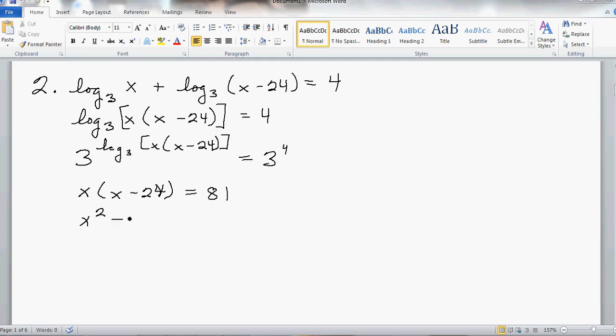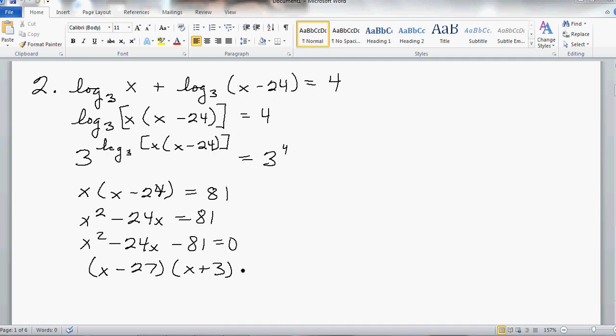x squared minus 24x equals 81. Subtract 81 from both sides so that we can do some factoring. I believe this can factor into x minus 27 and x plus 3. Setting each one of these equal to 0, we get x equals negative 3, or x equals 27.